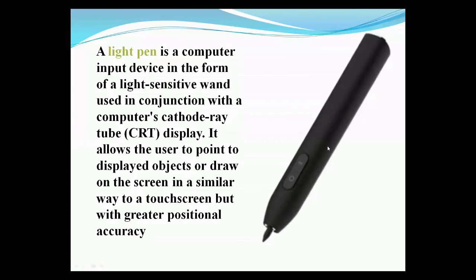By using this light pen we can draw some pictures on a computer. It is an electronic device and it is also an input device of the computer. It is also called a cathode ray tube, in which they give some rays. That's why we can draw some pictures on the screen.